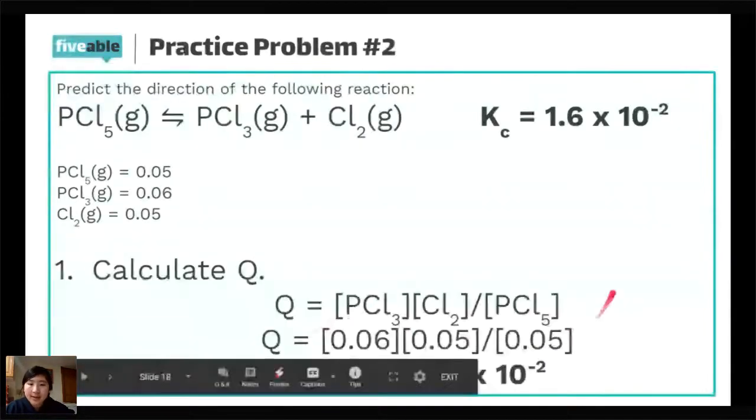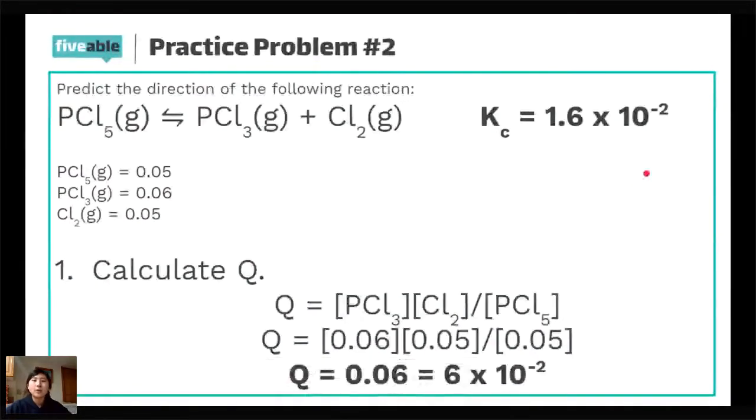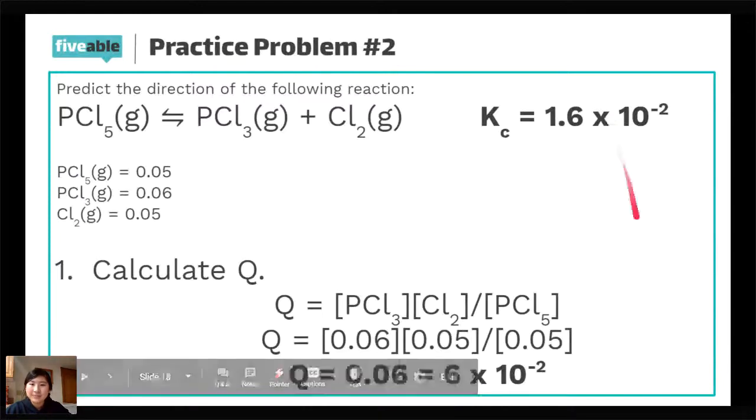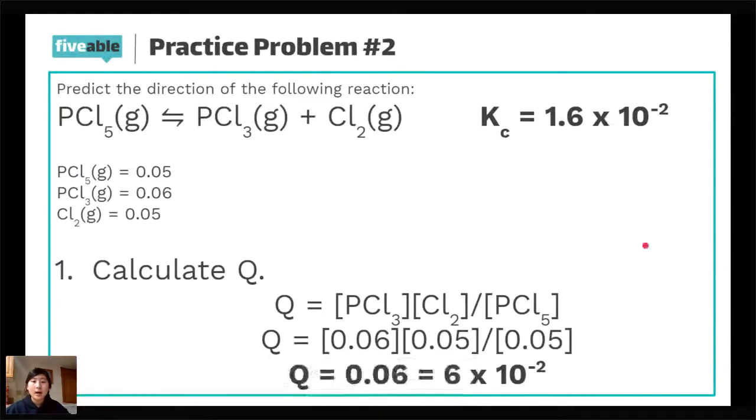And then once you calculate that, oops, sorry, I have this thing blocking the way. Once you calculate that, you can see that Q is equal to 0.06. If you put it into scientific notation, it is 6 times 10 to the -2 power. Or actually, if you were to be specific, it would be 6.0 times 10 to the negative 2 power. So you can see clearly that K does not equal Q, right? Sorry, I just blocked it again. Yeah, so you can see that K is not equal to Q.